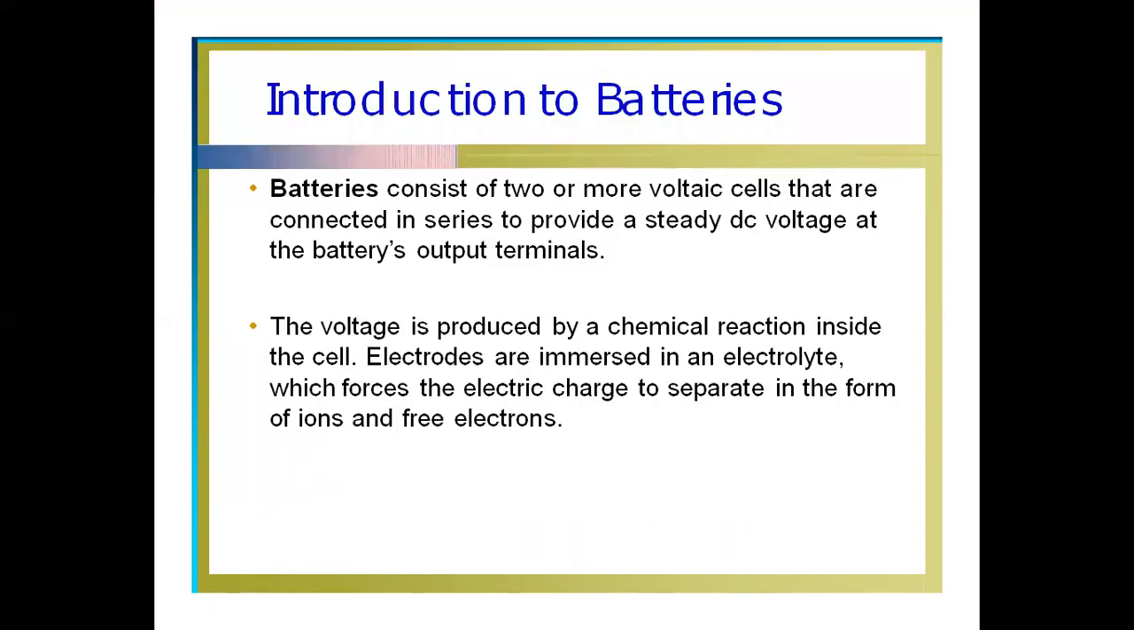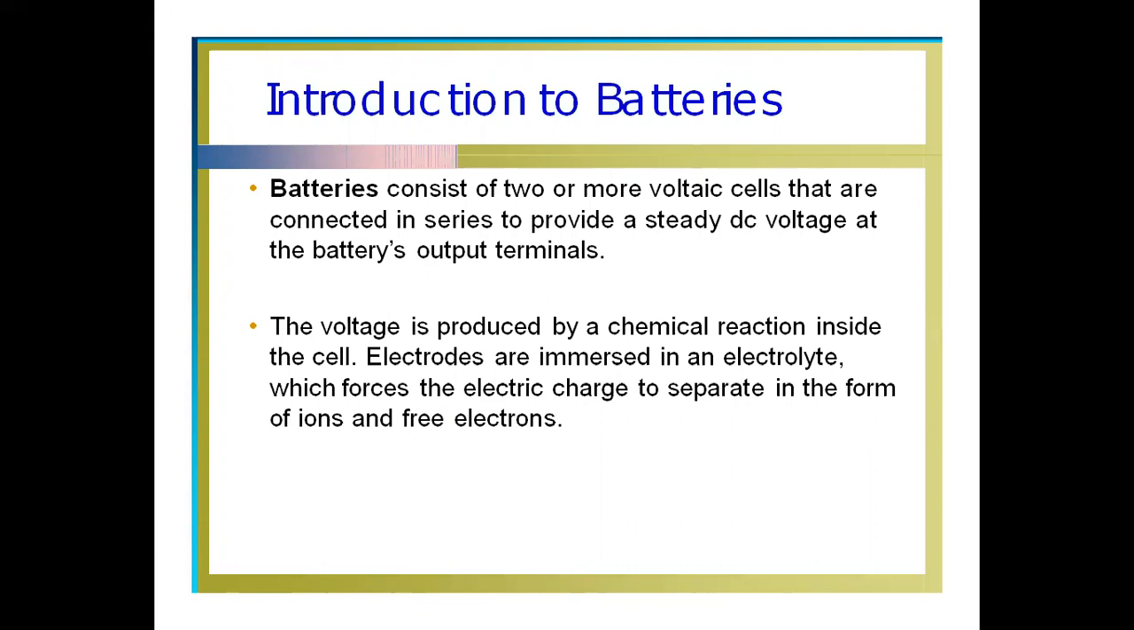So batteries consist of two or more voltaic cells that are connected in series to provide a steady DC voltage at the battery's output terminals. There are two terminals on the battery, one is the positive terminal and another is the negative terminal. And across the positive and negative terminals, we are getting a certain voltage. Now, how we are getting that voltage is the question, and that we'll see in the next lectures.